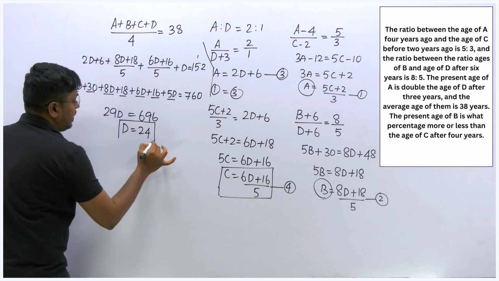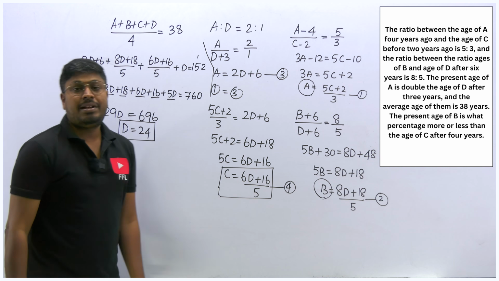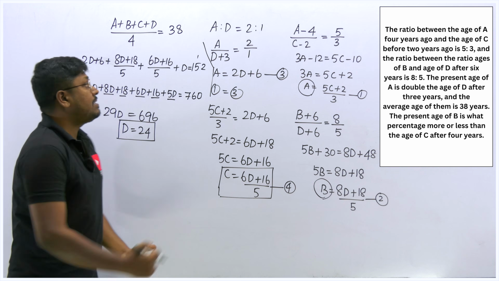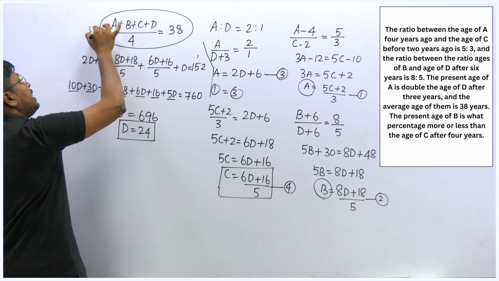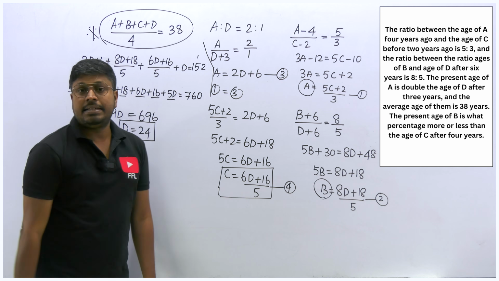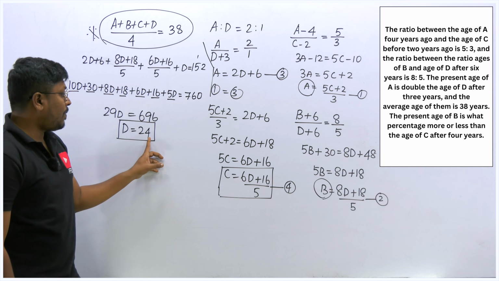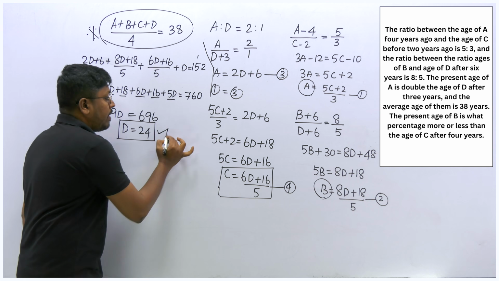So friends, finally we got the value of D is equal to 24. Just now I told you, right? This is the most important clue in the question. By using this clue, definitely you can find one person's age. So similarly, we have found one person's age, that is D is equal to 24.